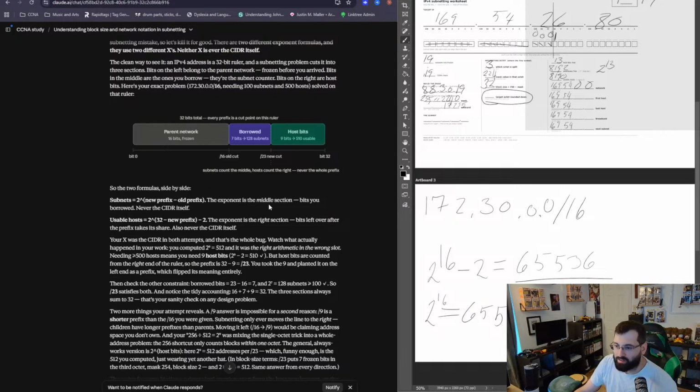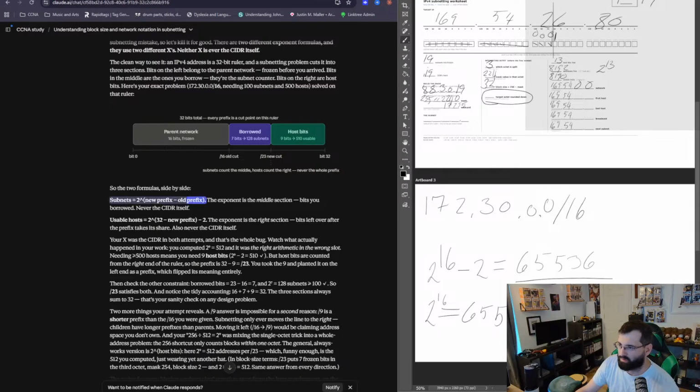The exponent is the middle section, the bits you borrowed, never the CIDR itself. Okay. Usable hosts, minus 2. So 32. Usable. What?